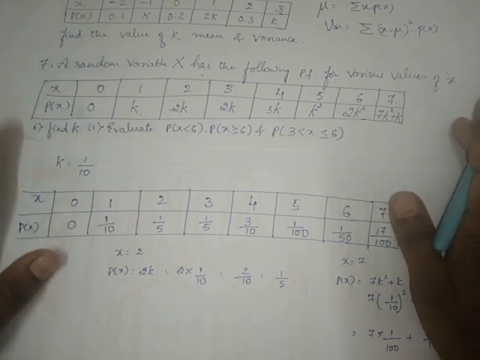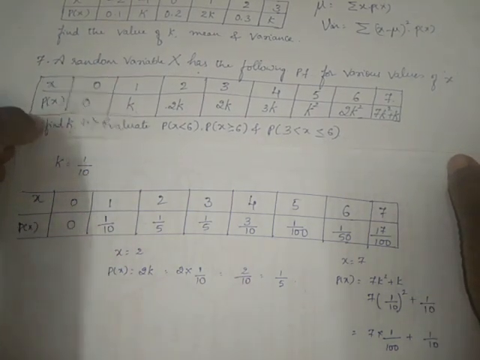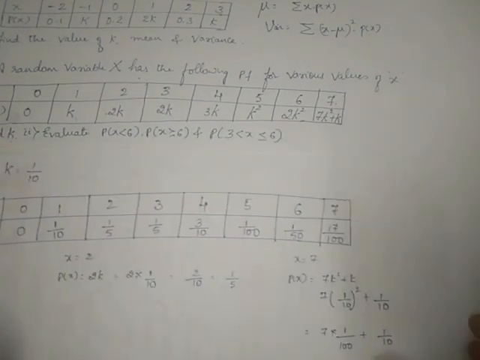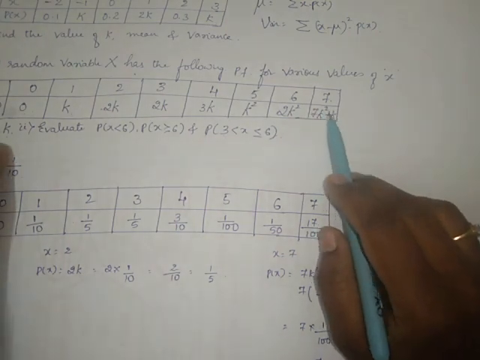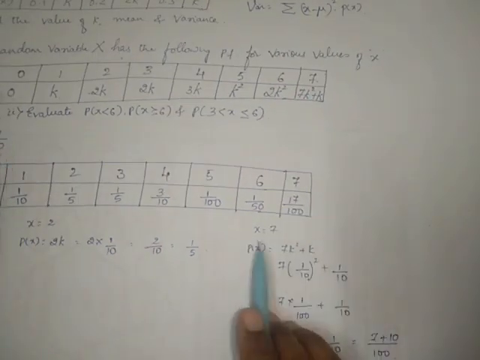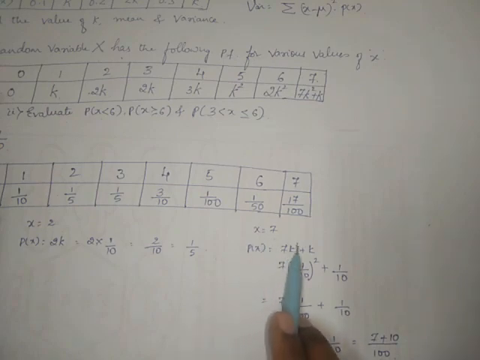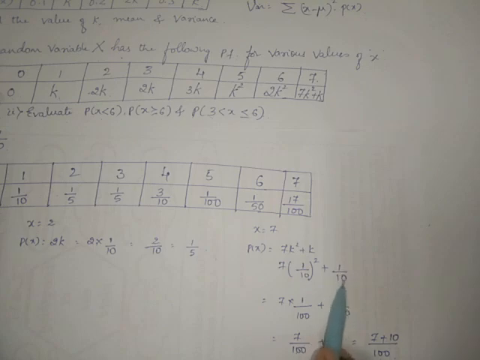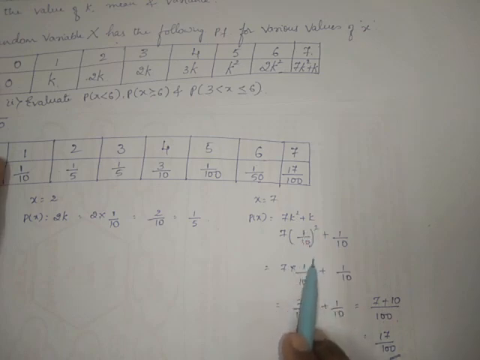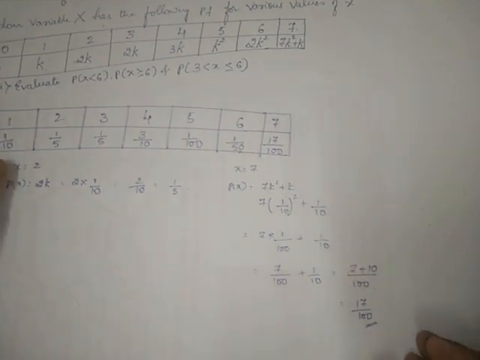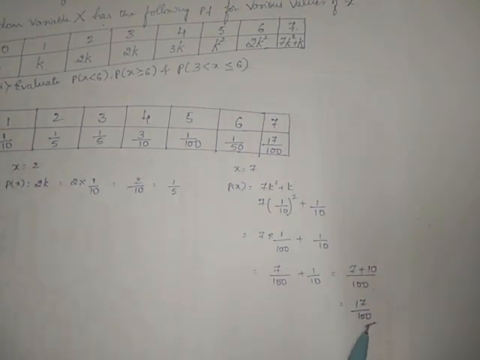The equation for x is equal to 7, the value of p of x will be equal to 7k square plus k. Here I have taken x is equal to 7, p of x is 7k square plus k. So 7 into, substitute the value of k, 1 by 10 whole square, plus 1 by 10. K value is 1 by 10. 7 into 1 by 100. Why? Because 1 square is 1, 10 square is 100, plus 1 by 10. Take LCM and simplify. You will get it as 17 by 100.